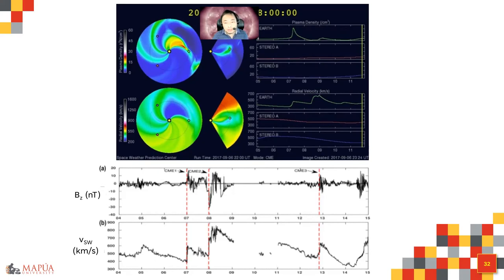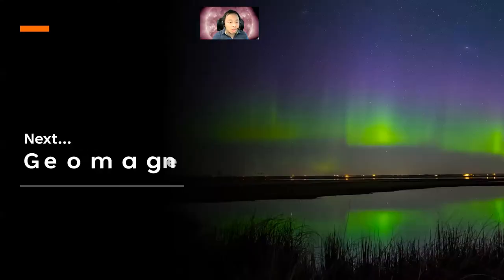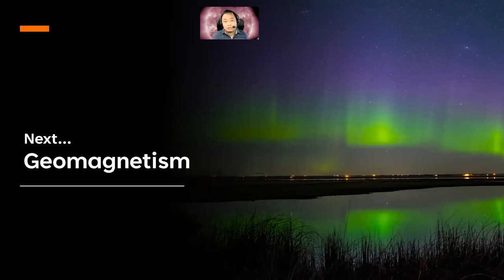And one of the possible consequences is due to the geomagnetism effects of these transient solar corona events. And that will be our next topic for the coming weeks. Okay.